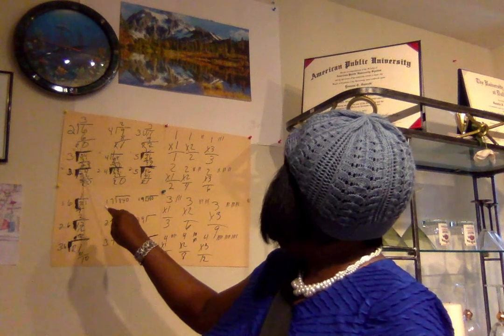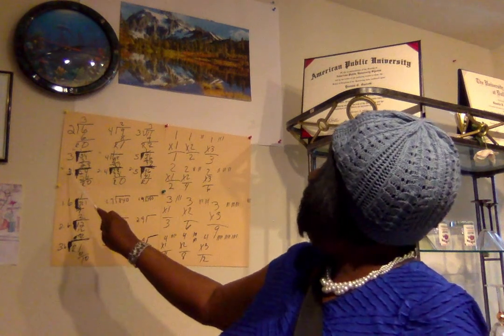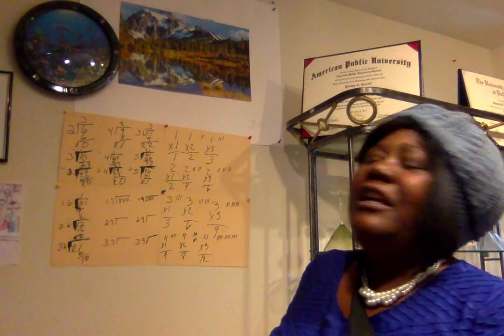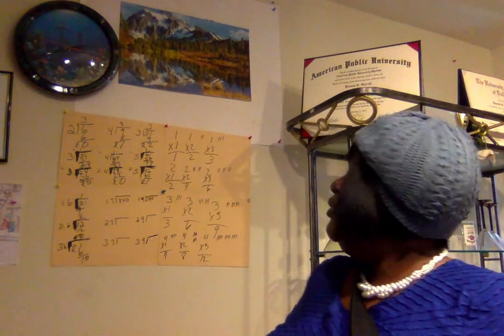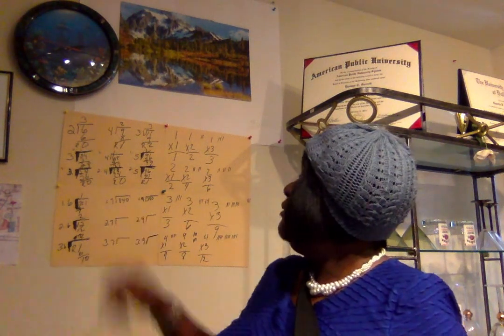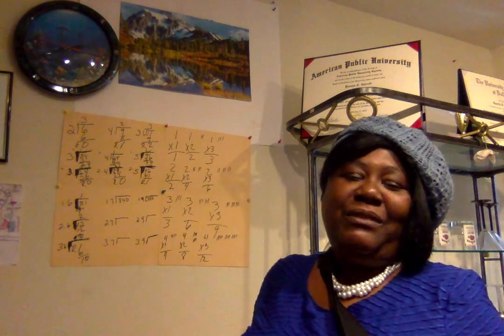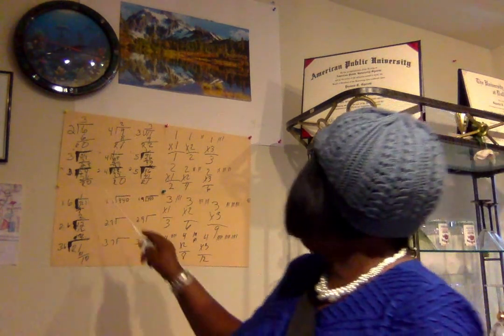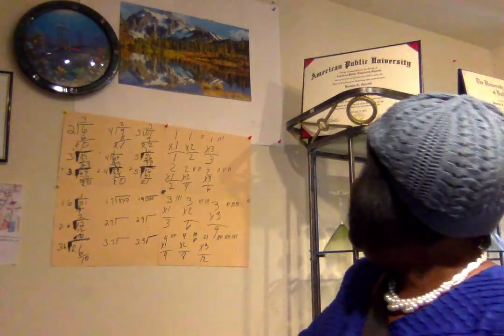Put the 2 first and then bring down the 4 behind it. So now you would say 3 into 24. 3 goes into 24 how many times? 9 times 3 is 27. So you know 27 is larger than 24. So that's too much. So you move down to the next number. 8. 3 times 8 is what? 3 times 8 is 24. So 8 times 3 is 24. Your remainder is what? 0.